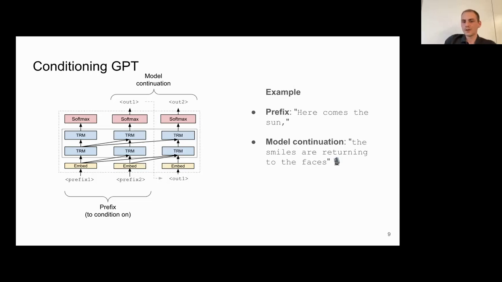And all you train it on is exactly the same task. You take training data, take a large sentence, split it, say this is my context to the left, what is to the right of it is the continuation, and the model's task is to predict exactly this continuation based on the context. As an example, take some sentence, "Here comes the sun," and then the model would continue "the smiles returning to the faces." This could be one example, or in any way you could use it to continue some sentence.